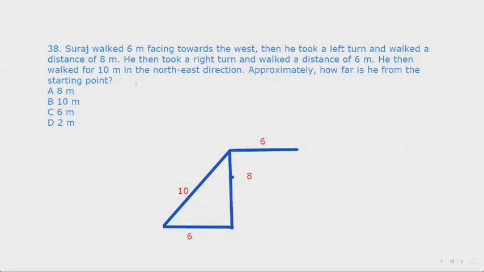Approximately how far he is from the starting point? So the answer is 6. Option C is the right answer. Moving to the next question. You get now why C? Because he has reached again the same spot from where he took the first left turn. So from this spot to this spot, this is the only distance that is left. So option C is our answer.